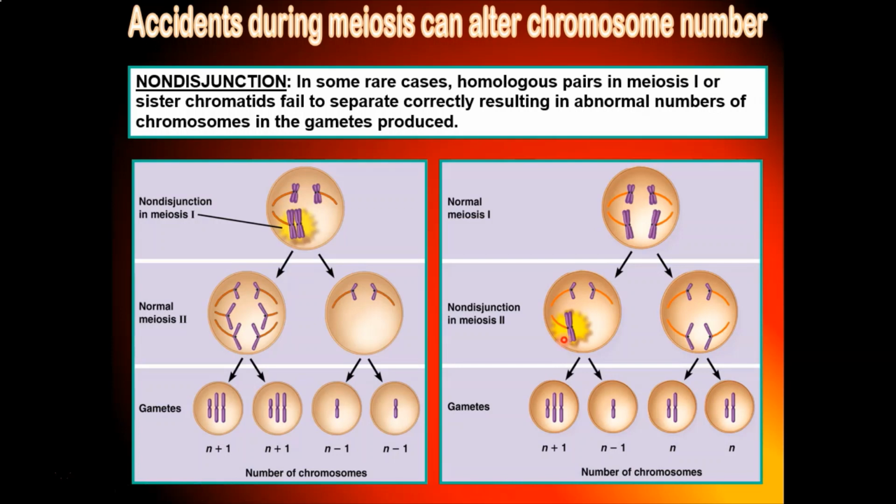Over here, though, well, this cell now got 2 copies of this chromosome, so you're going to be N plus 1. And over here, we didn't get any. So when you split, we have N minus 1. So nondisjunction is actually a pretty big deal, and it's a little bit scary that this stuff can happen.